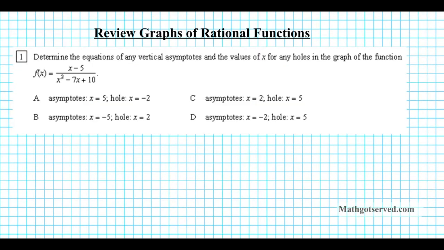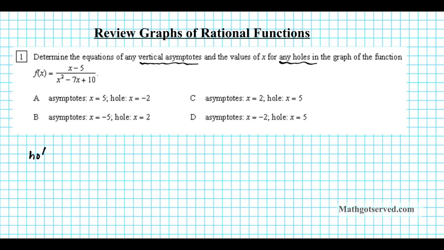Good day, students. In this clip, we're going to be going over some examples that will help you review how to generate graphs of rational functions. So let us take a look at question number 1, where we determine the equation of any vertical asymptotes and the values of x for any holes in the graph. Okay, so how do you find the holes and vertical asymptotes? We're going to start out by writing down the procedure for finding each.